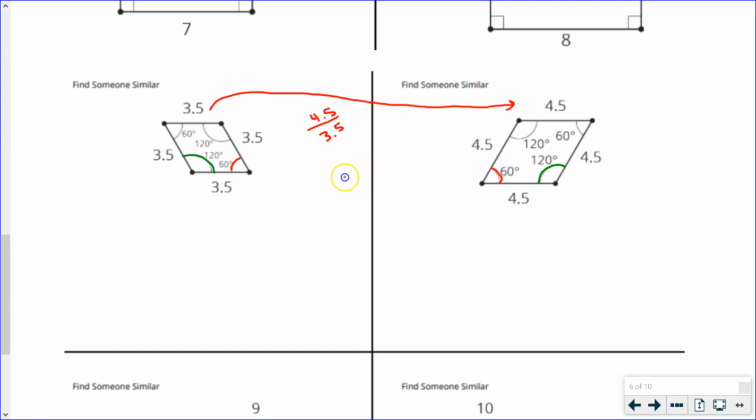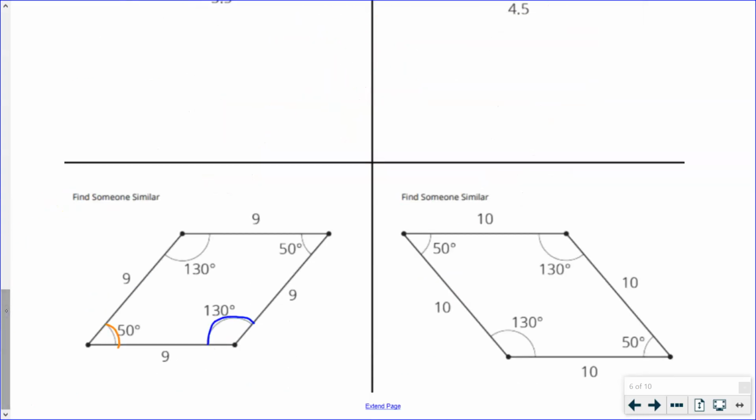4.5 divided by 3.5 is equal to the fraction 9/7. Whatever I'm doing to this 3.5, I'm doing to this one and this one and this one. We're multiplying each of those by 9/7. And down here, again, we have our same angle measures.